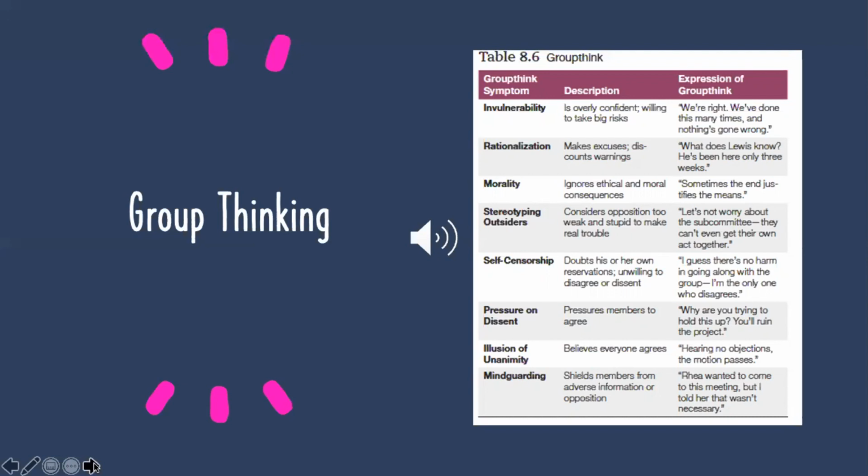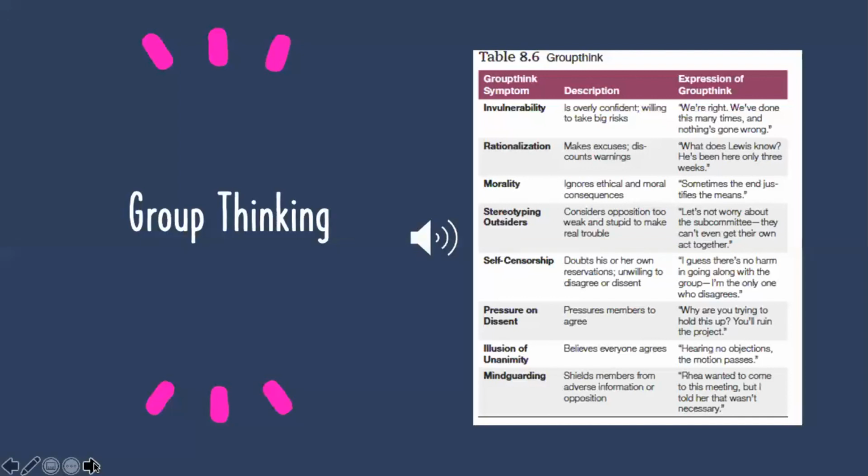What about self-censorship, doubts his or her own reservations? I think a lot of us do this, and we tend to stay quiet based on that, not really contributing our thoughts and our ideas. Pressures for members to agree. Sometimes there's this silent pressure that takes place, taking this idea that everyone is on the same page and believing that everyone is in agreement. We need to be aware of that.